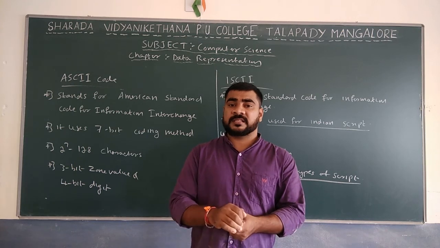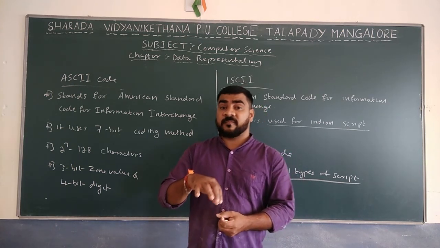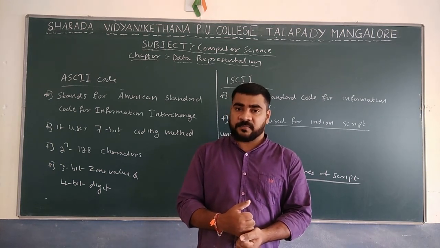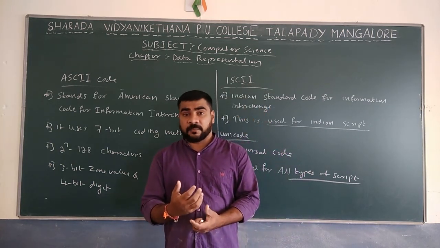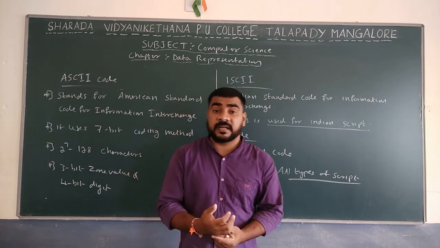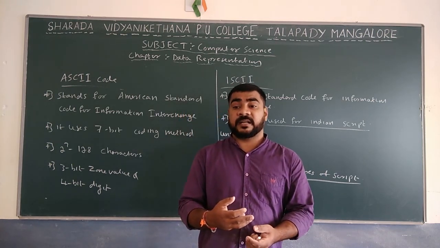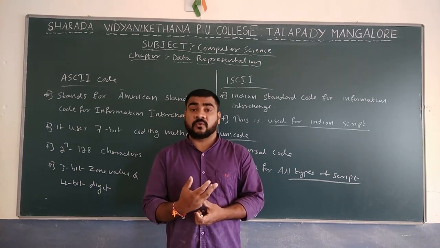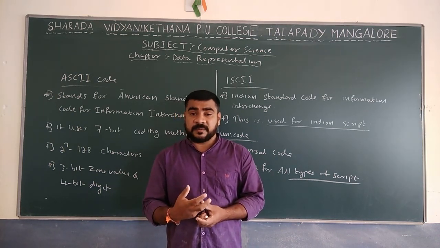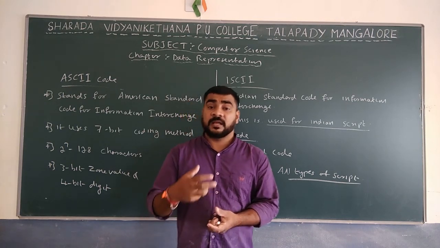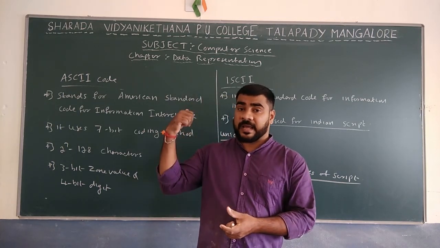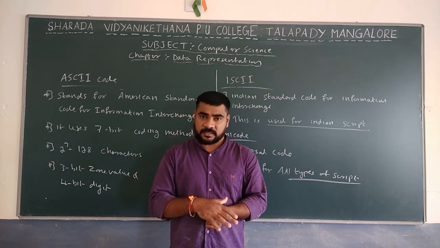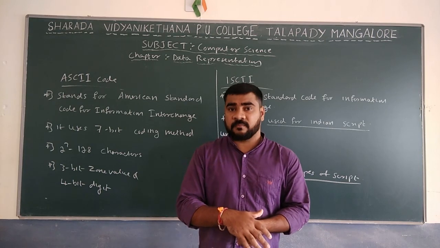Here we reach the end of today's session. In this session we mainly discussed computer codes. Computer codes are used to represent data internally to the computer. The different codes are BCD, extended BCD, XS3, Unicode, ASCII and ISCII. These are the different types of coding methods. With this, I will wind up today's session.